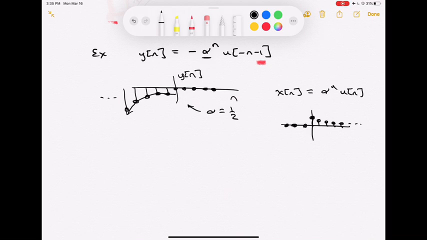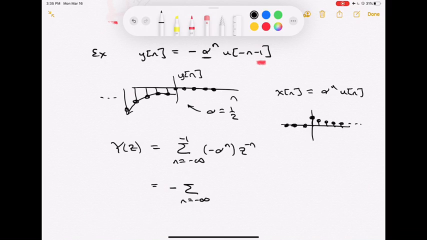Anyway, we do want to find the transform of this, so I'm going to look at y of z. That's going to be a sum that goes from minus infinity to minus 1, because of the u of minus n minus 1. It ends when n equals minus 1. That's where I get this minus alpha to the n, weighted by z to the minus n. Cleaning this up a little bit, I get minus the summation from n equals minus infinity to minus 1 of alpha by z to the n.